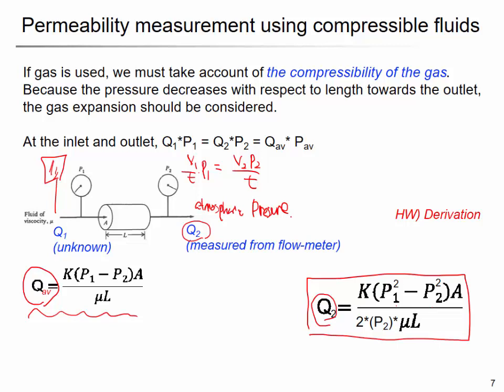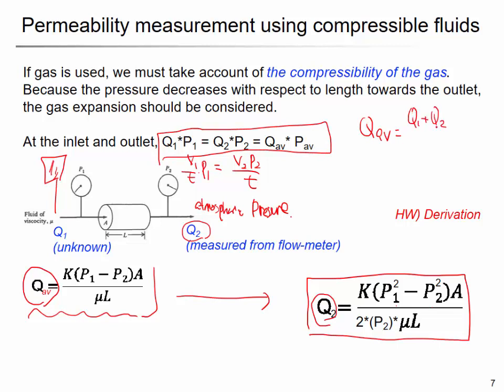You can easily derive this equation from here to here if you use this one. QAV is Q1 plus Q2 over 2. So using these two equations, if you plug it here, you can derive this equation.